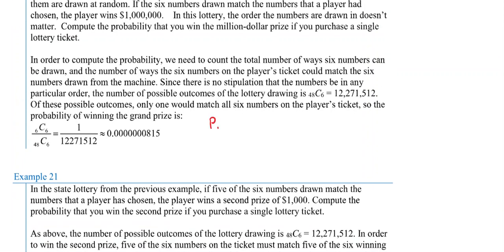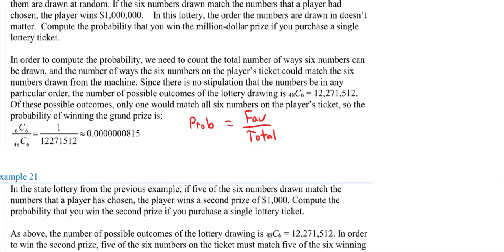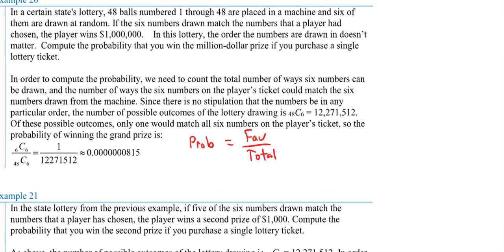So probability is equal to favorable over total. Our favorable in this case would really be, we're dealing with a group of 6. As long as I get those 6 numbers, it doesn't matter what order they're in, then I'm good to go. So how many ways are there to pick those exact 6 numbers? Well, there's only one way. I have to pick those 6 numbers. So you can think of it that way.